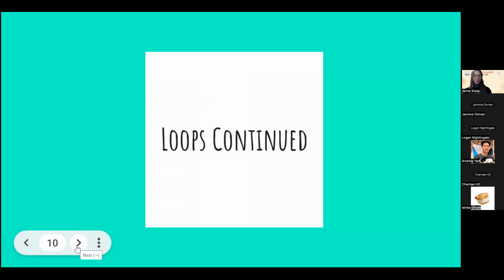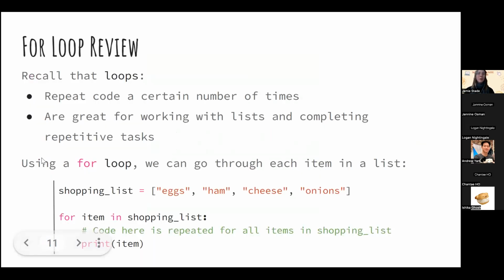All right, now here's some more about loops. You'll recall from last session, we learned about for loops, which will repeat code a certain number of times. It's great for working with lists and completing repetitive tasks. For example, using a for loop, we can go through each item in a list. If we had a shopping list that had 4 items and we said for item in shopping list, the code here will print each item in the list.